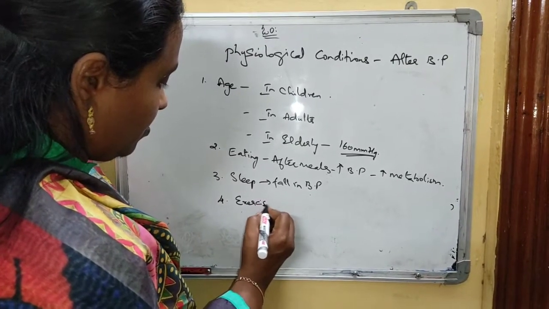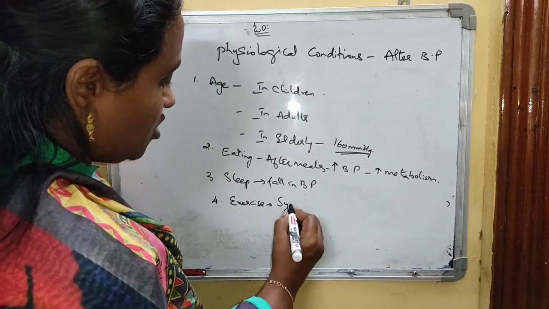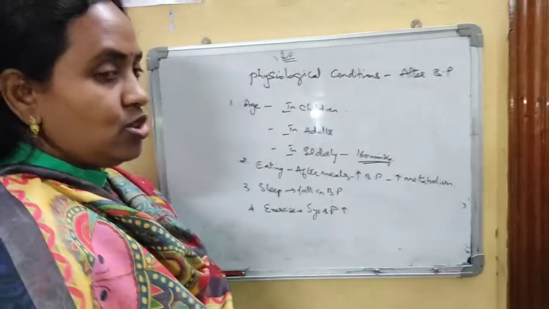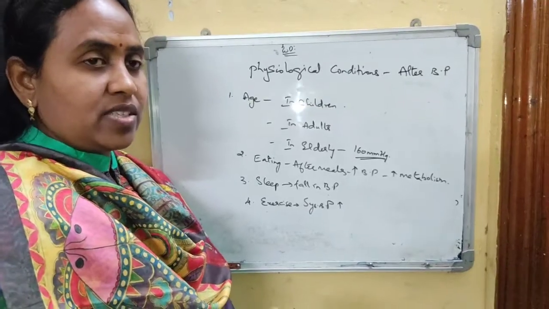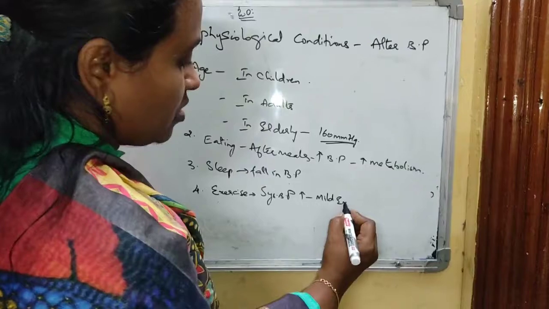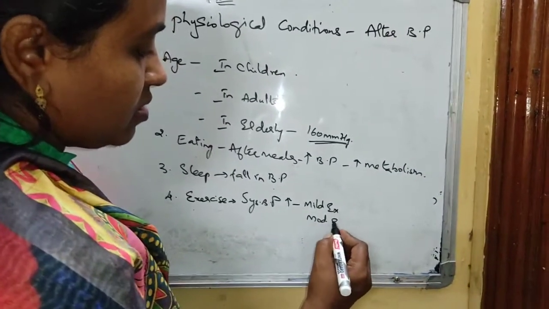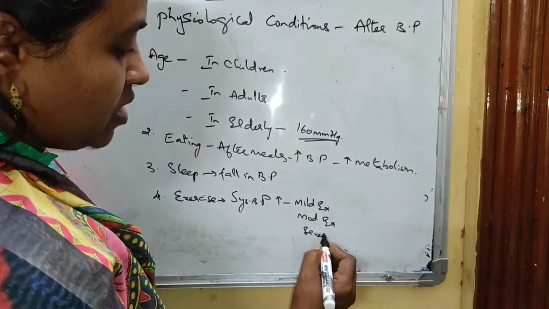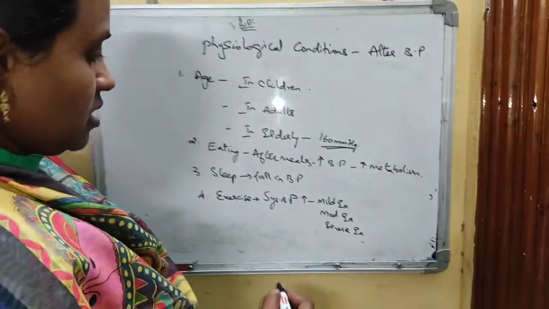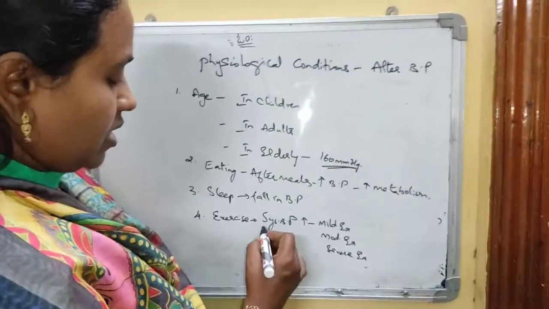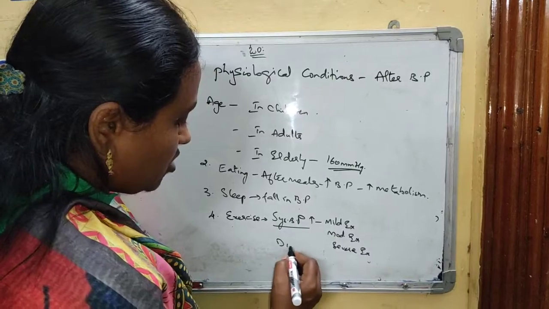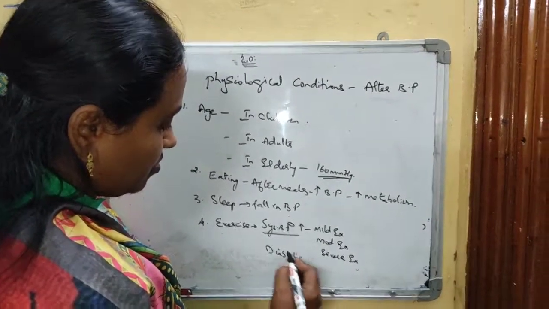Exercise. Usually the systolic blood pressure increases during all types of exercise. You should consider mild exercise, moderate exercise, and severe exercise. In all these three types of exercise there is an increase in the systolic blood pressure, but the diastolic blood pressure varies.